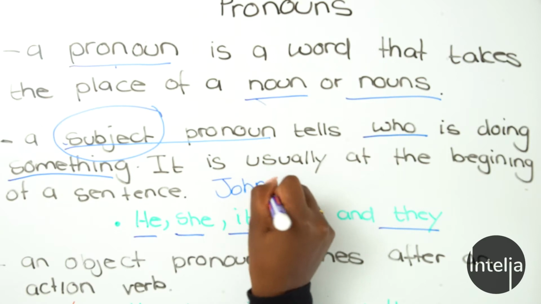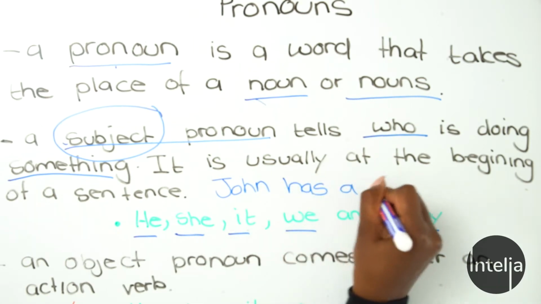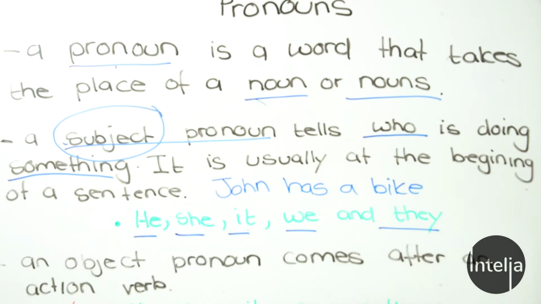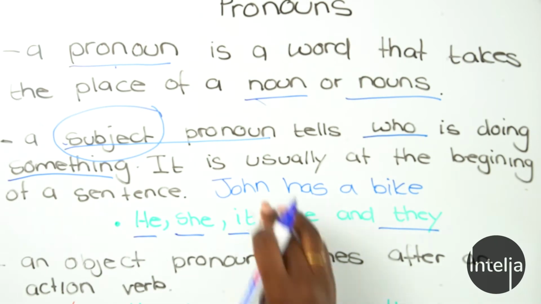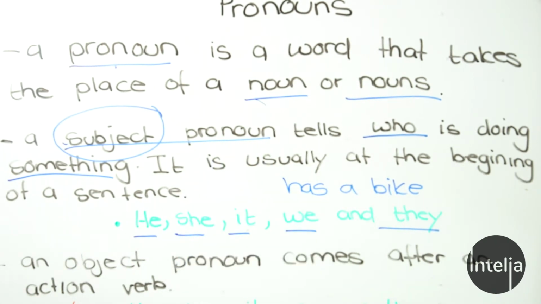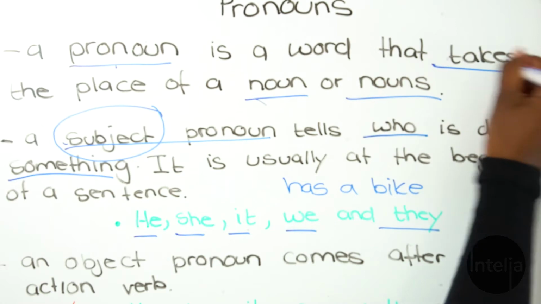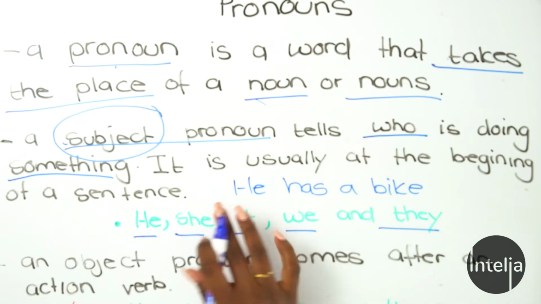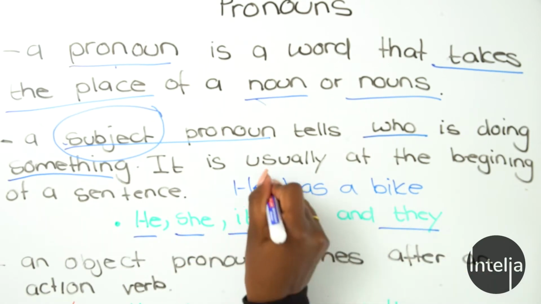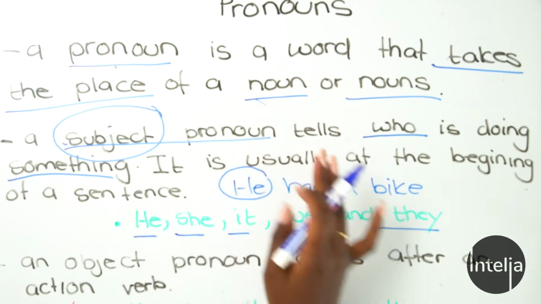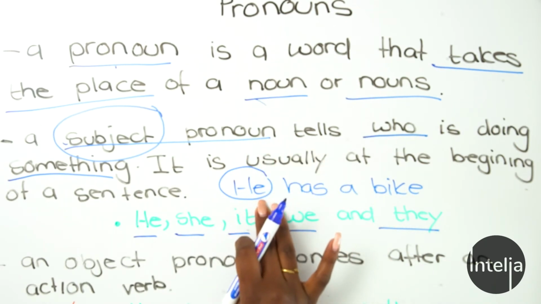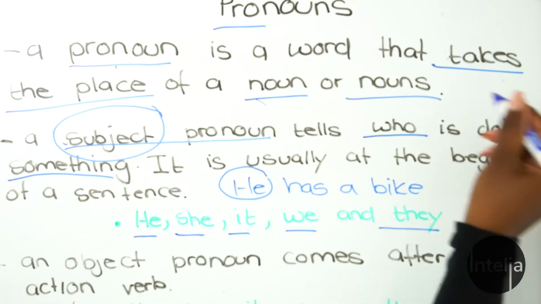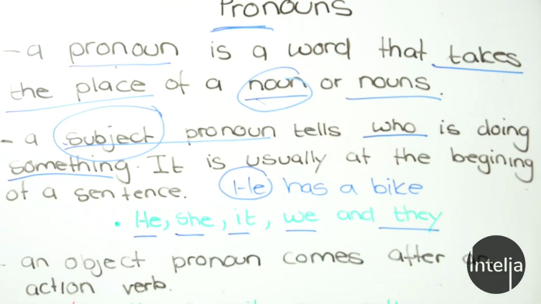So if I say John has a bike, how I would replace it with a pronoun is by replacing John. So what am I doing? I am replacing the noun with he. So he has a bike. Do you see how he is still our subject? And it is still a noun. However, it's a pronoun now because we've replaced the noun with the pronoun.